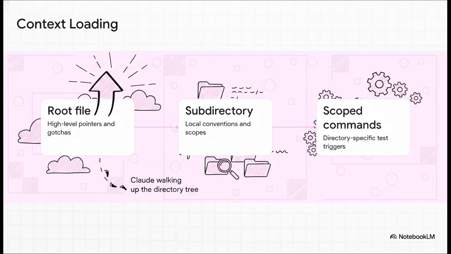When the agent fires up in a specific subdirectory, it first grabs the local, hyper-specific conventions unique to that microservice. Then, as it explores, it literally walks up your directory tree. It eventually hits the root file, which should strictly contain high-level pointers and your biggest gotchas. By starting hyperlocal and expanding to the macro rules only when necessary, the agent stays totally focused on the exact scope of the task.